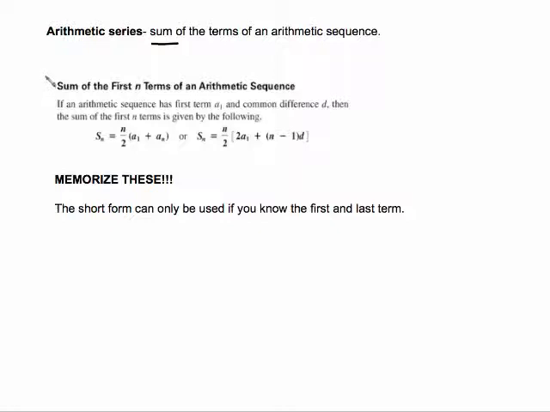This is Pre-Calc, Section 11.2, Part 2, on arithmetic sequences and series. In Part 2, we will look at an arithmetic series. And all that is, it's the sum of the terms of an arithmetic sequence.